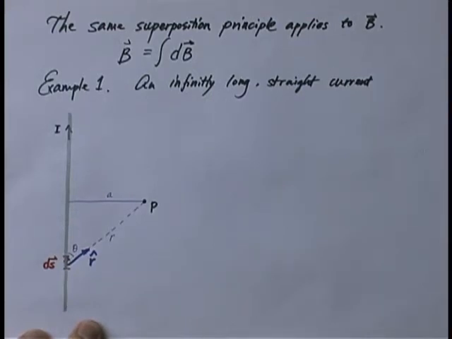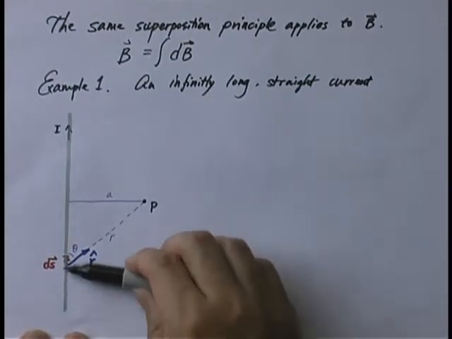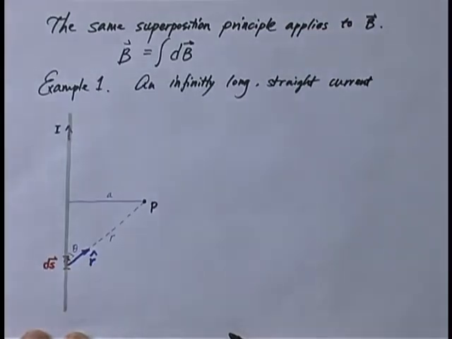A current, you cannot think of it as a point, right? That doesn't make any sense. It has to flow in a wire. And the simplest possible geometrical shape of a wire is a straight wire. Okay, it's a straight wire.